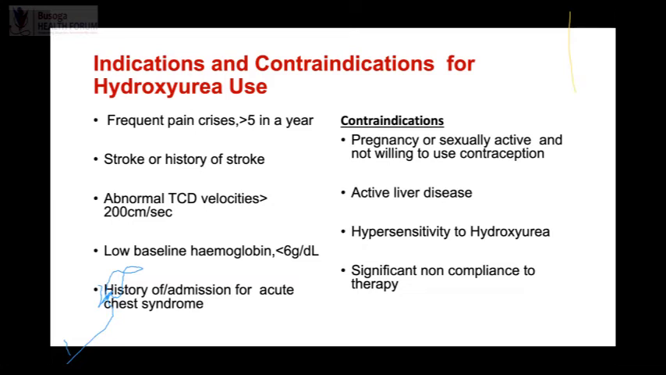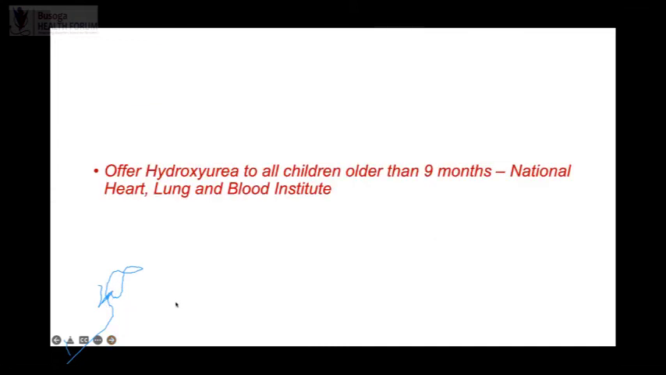When is it contraindicated? Pregnancy, or people who are sexually active and are not willing to use contraception, active liver disease, if there's hypersensitivity to hydroxyurea, or if there's significant non-compliance to therapy, don't give them hydroxyurea. However, the guideline is any person who is older than 9 months, please offer them hydroxyurea. Do not wait for those complications to happen, because we know it is actually going to happen and it's going to be progressive.